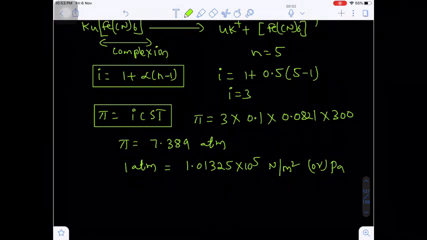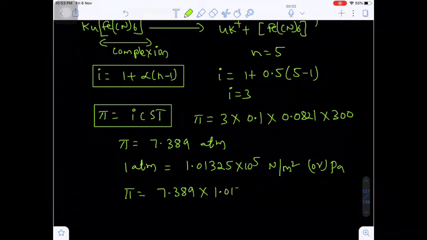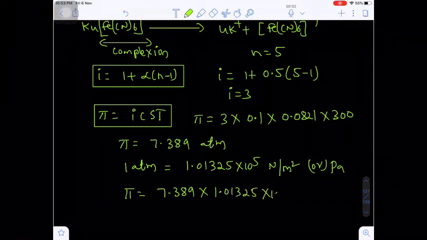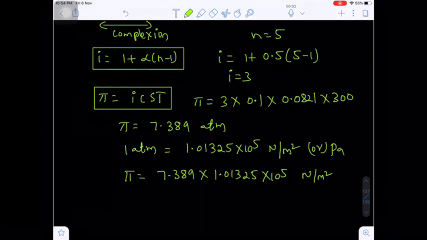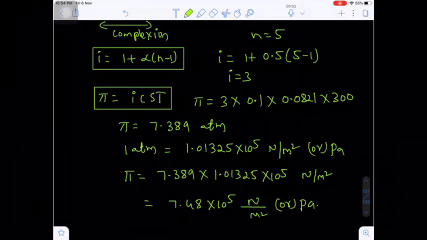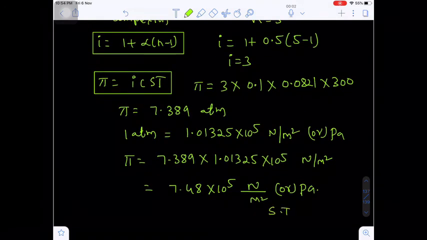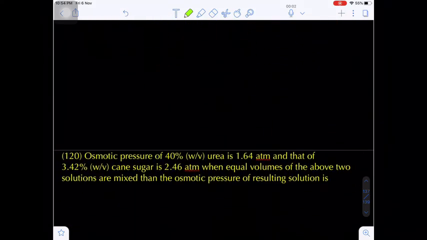So Newton per meter square is the SI unit for the pressure. So pi value equals 7.389 multiplied by, instead of 1 atm I am writing, 1.01325 into 10 raised to 5 Newton per meter square or Pascal. So this value is 7.48 into 10 to the power 5 Newton per meter square, otherwise Pascal. So this is the SI unit for the pressure. Which unit for the pressure? SI unit. Yes or no?